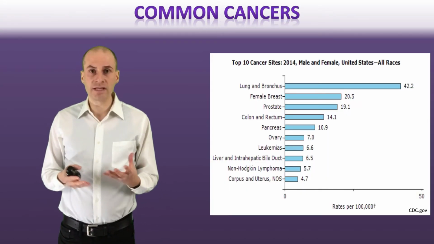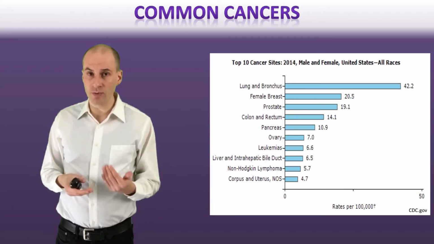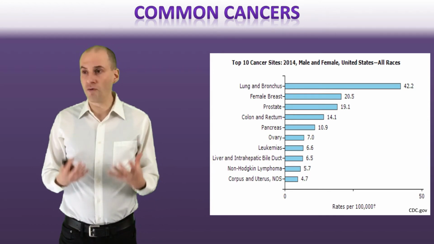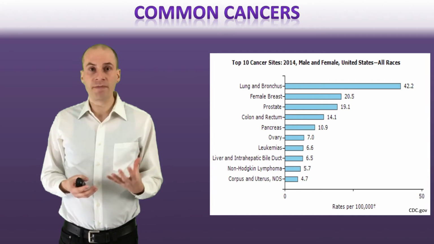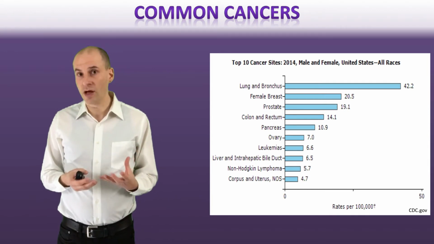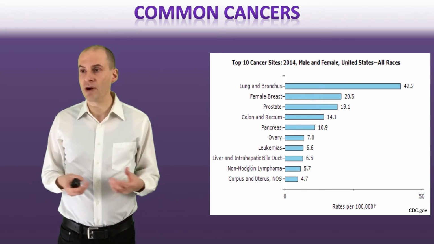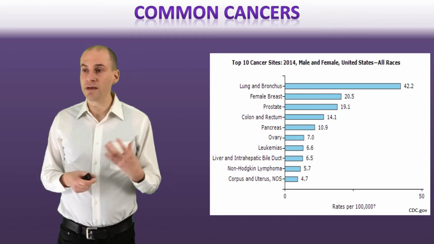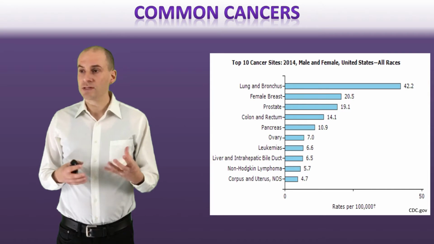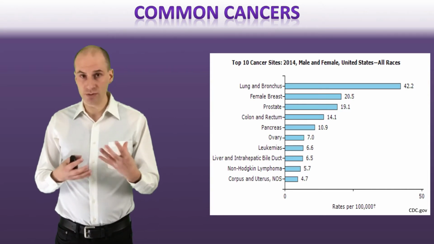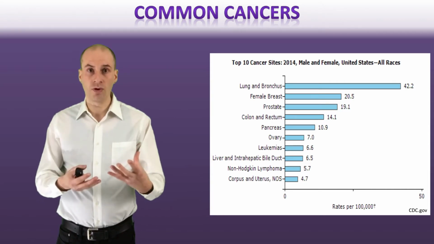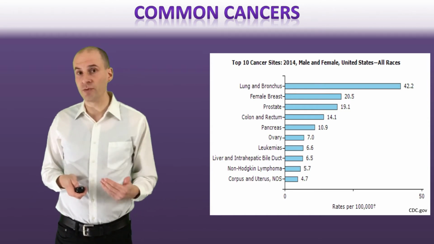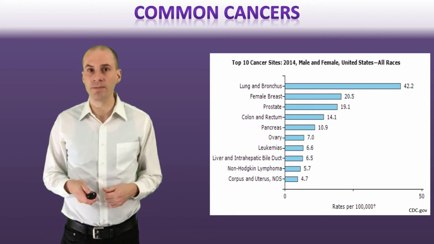So here's just an example of some of the more common cancers that you would want to think about. In terms of overall mortality, the big hitter here is lung cancer, lung and bronchus cancer. After that, you have female breast cancer, and then prostate cancer and colon cancer. So these are some of the big hitters in terms of health impacts or mortality specifically. But there's also a lot of other ones that you've probably heard of in that list as well.